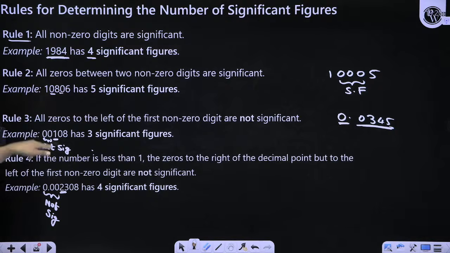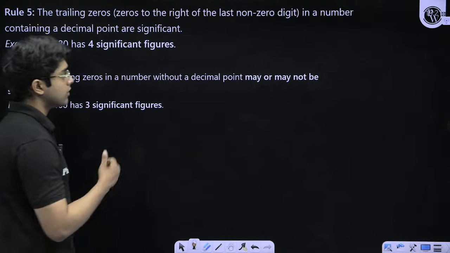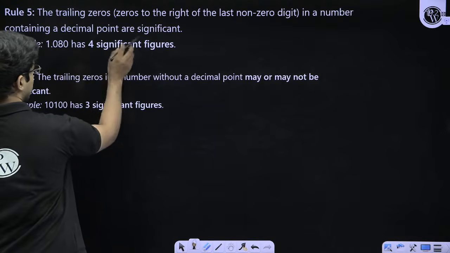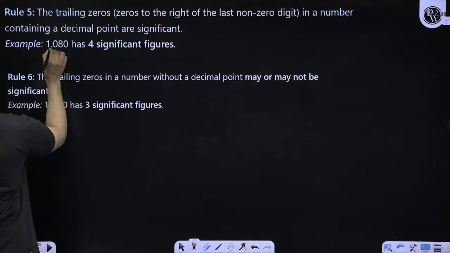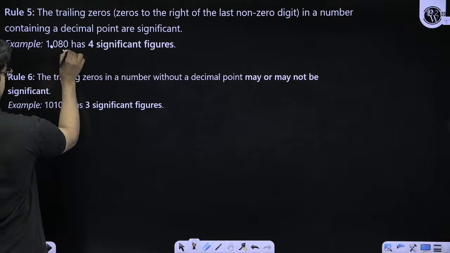Basically the same as here only. There's no difference. Basically, any zero that comes before the first non-zero digit is not significant. Okay. Then trailing zeros, which means zeros that come at the end of a number containing a decimal point, are significant. So here the thing is, we have a decimal point and we have one trailing zero.